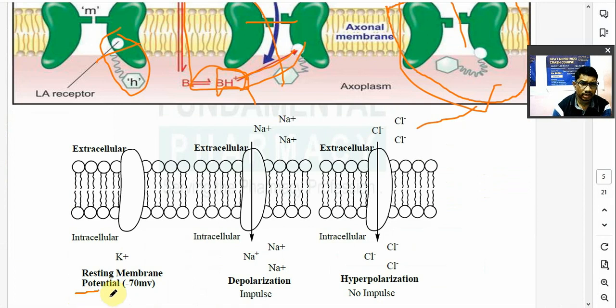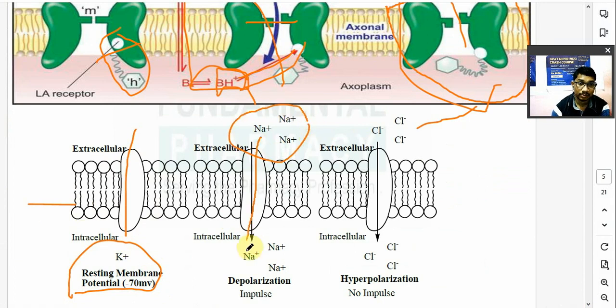Resting membrane potential होता है -70 millivolts. At that time there is no movement of ions in the cell. So if an impulse is coming from another neuron, what will happen? Sodium ions present in the extracellular fluid will enter inside the neuronal membrane. So they will cause depolarization, either generation of impulse or conduction of impulse. Now local anesthetics inhibit or block these sodium ion channels, and that's how they prevent the generation or conduction of impulse.